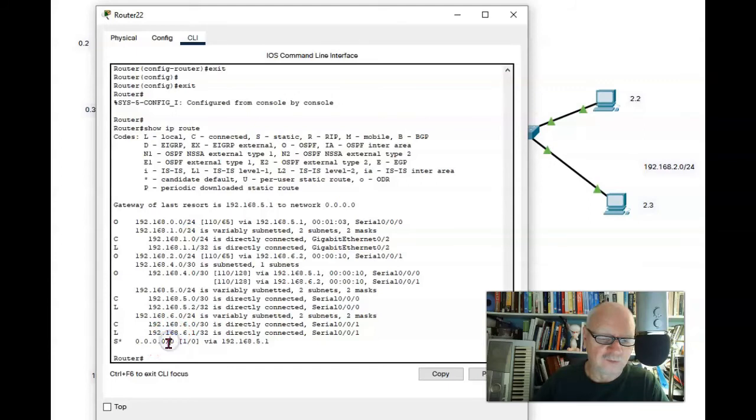So it's a 0.0.0.0. Or not /32, but a /0, excuse me. So this is not very specific. It's a very general route. So it looks at the most specific routes first. And then it chooses the administrative distance, which is the lowest.